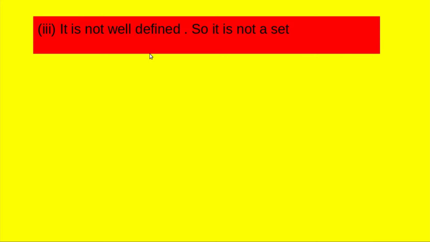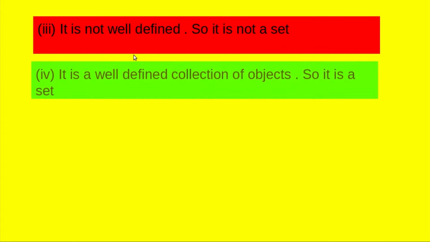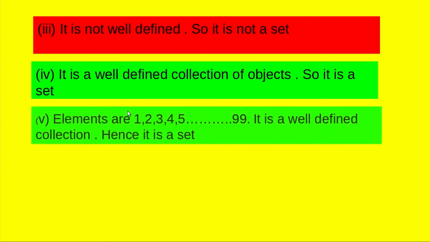The fourth one is the collection of all boys in your school. It is a well-defined collection. We can write the names of all boys in our school, in our class. So it is a set. And the fifth collection is the collection of all natural numbers less than 100. The members are 1, 2, 3, 4, 5, 6, 7, etc. The last number is 99. It is a well-defined collection. Hence, it is a set.